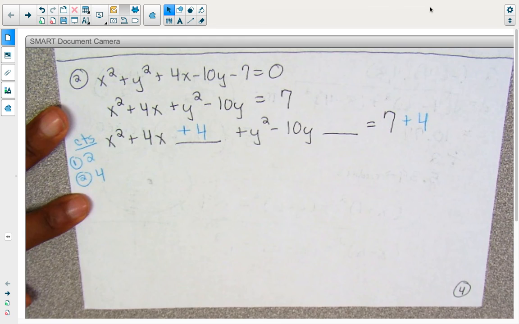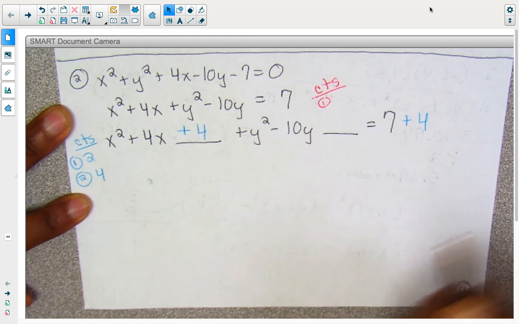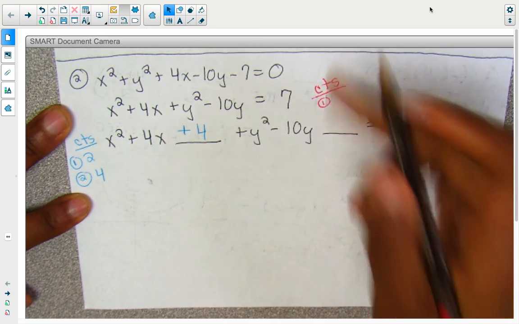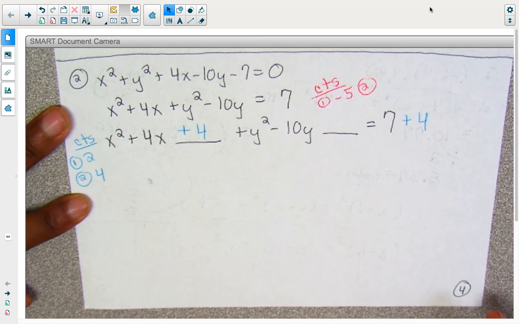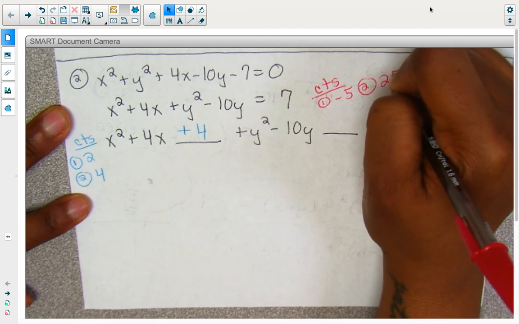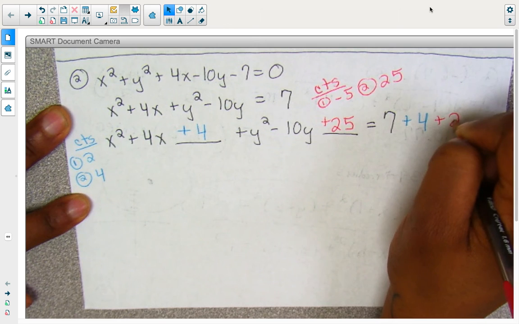Y squared minus 10y. I need to complete the square for that. Step 1, take half of the middle number, which is -5. And I'm going to square that number. -5 times -5 is 25. So I have to add 25 here, and I have to add 25 here.